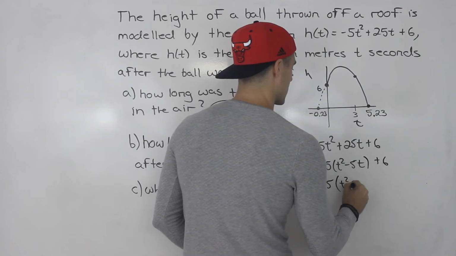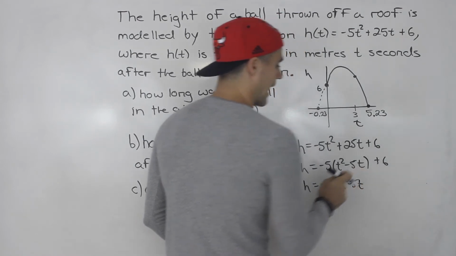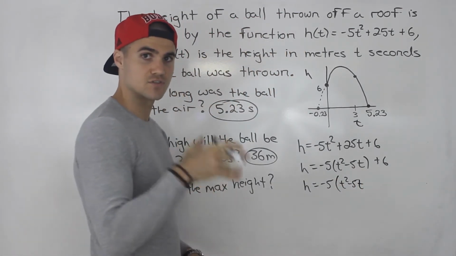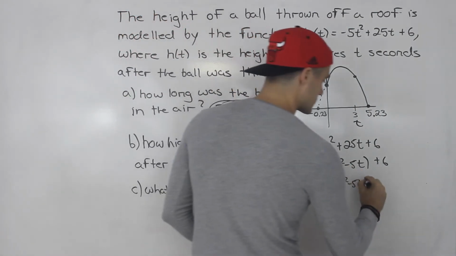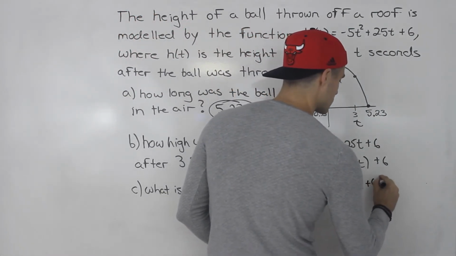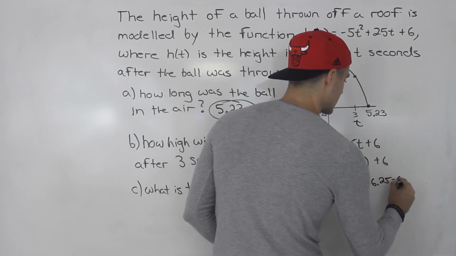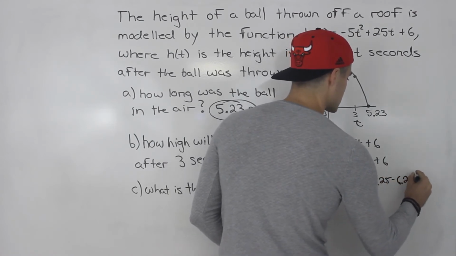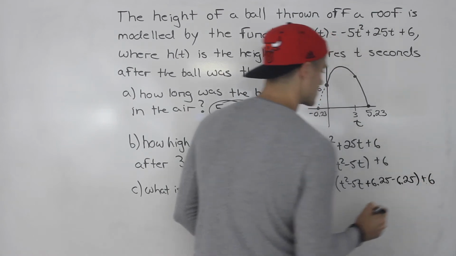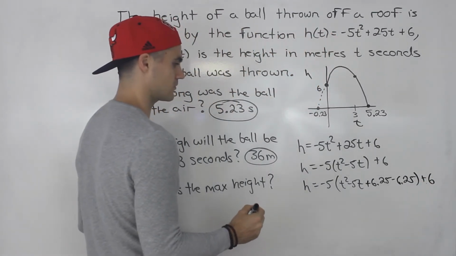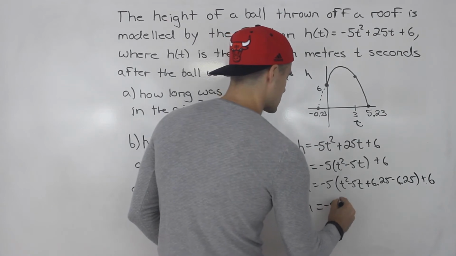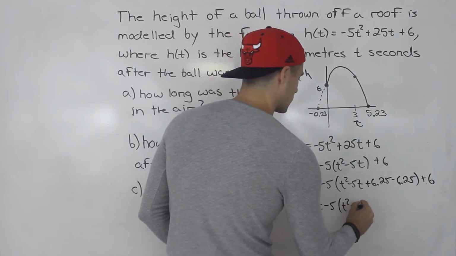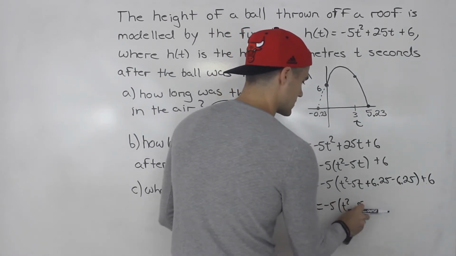T squared minus 5t. Half of negative 5 is negative 2.5, and when we square it, that ends up being 6.25. So we'll do plus 6.25 minus 6.25. So we're dealing with decimals here. This will be plus 6. And then what happens is we rewrite, or this is minus rather, sorry.